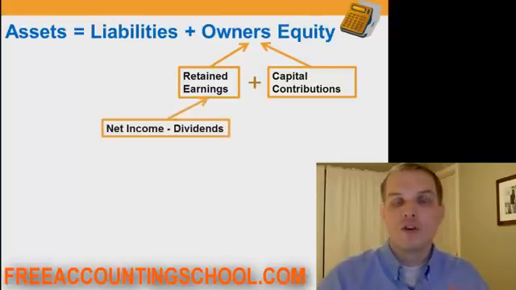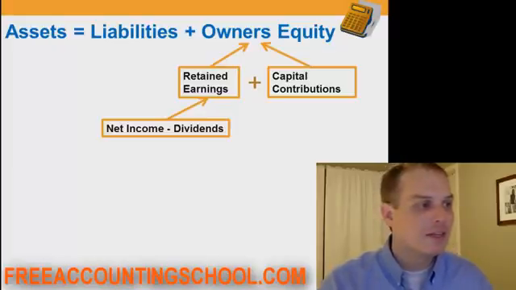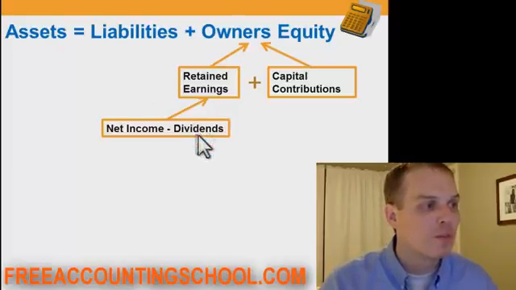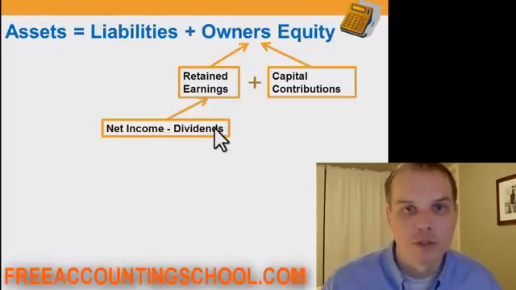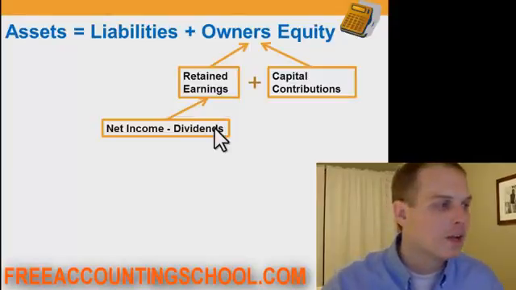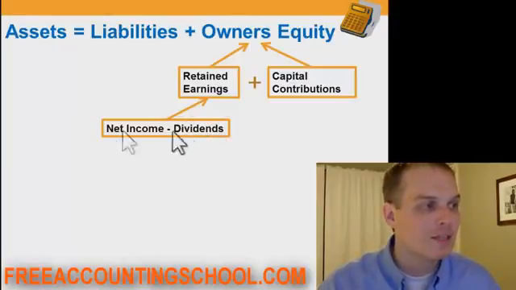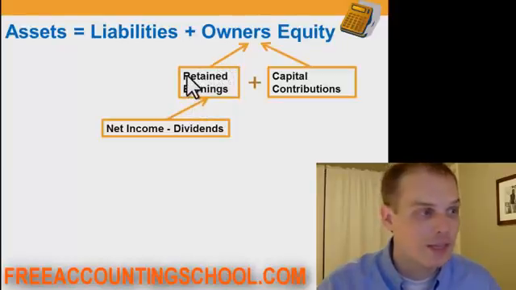So retained earnings comes from net income minus dividends. And dividends are the portion of the profit that the owners took out and used for their own personal needs and their own personal fun or whatever they used it for, okay? So net income minus the dividends is what goes into the retained earnings account at the end of the year.